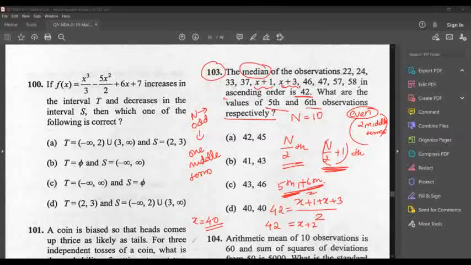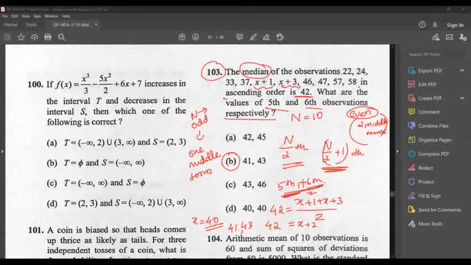Now you have to find the fifth observation and sixth observation. So fifth observation is x plus 1, that is 40 plus 1, 41. Then sixth observation is x plus 3, 40 plus 3, 43. So 41 and 43. So that is option B. Option B is the correct answer.